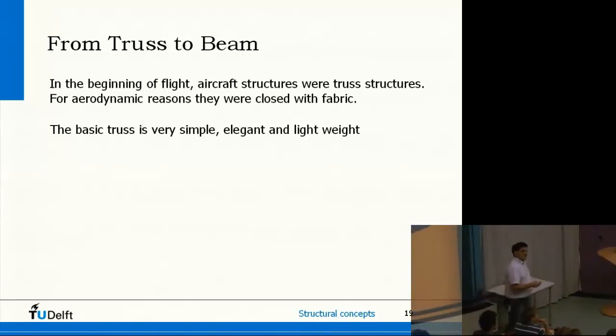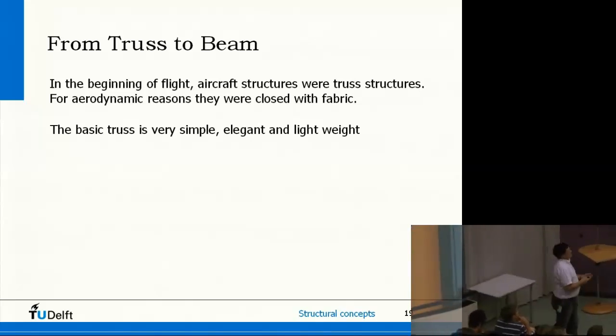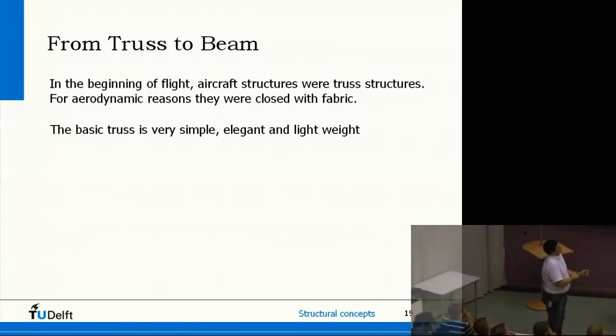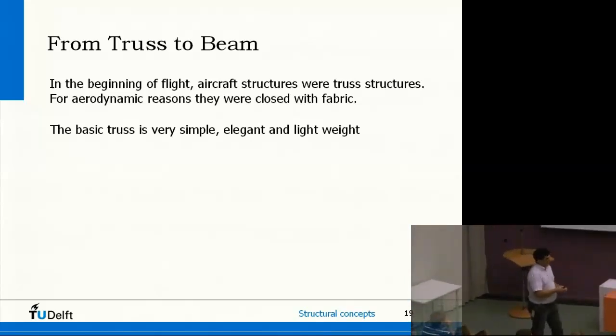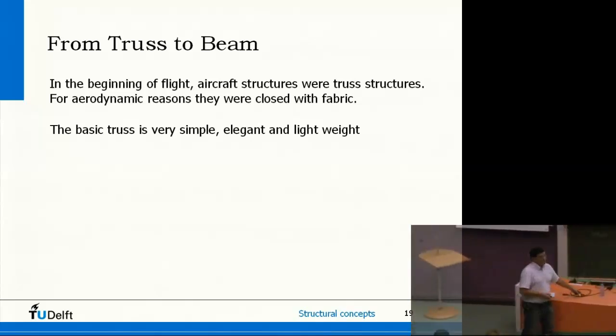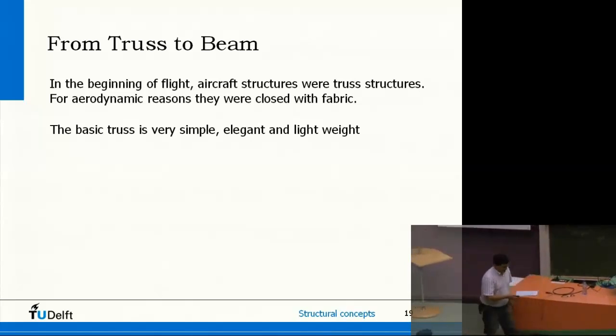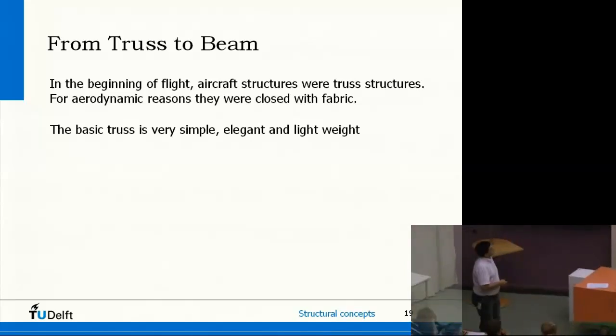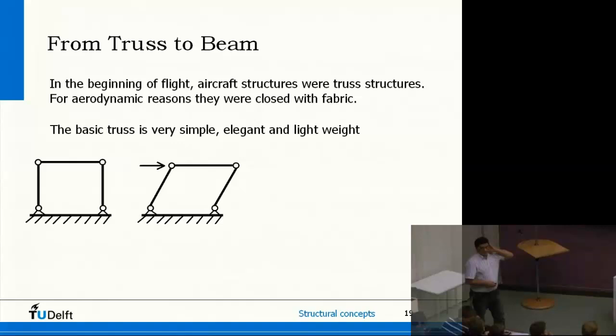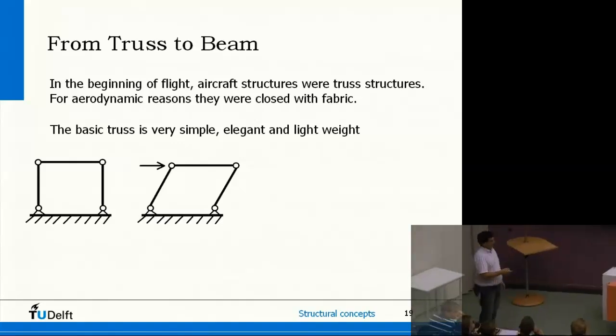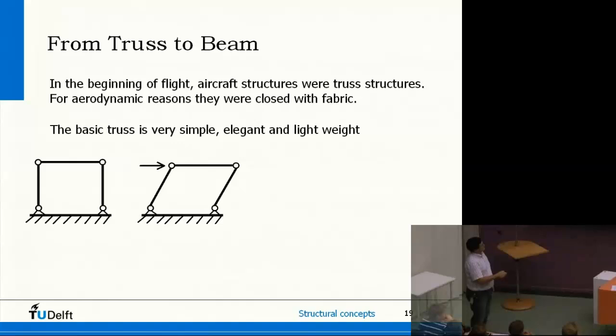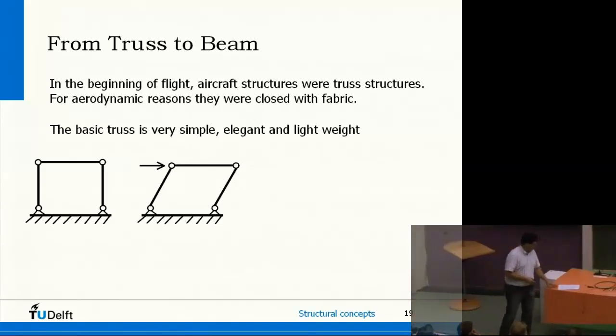First, as I said, we were flying around with truss structures. For aerodynamic reasons, they were closed with fabrics, but nevertheless, the trusses were the load-carrying sections. And if we look at the basic element, the basic cell of such a truss, it actually consists of 4 elements. Here it is attached to the floor, but you can also say there is a 4th element to it.